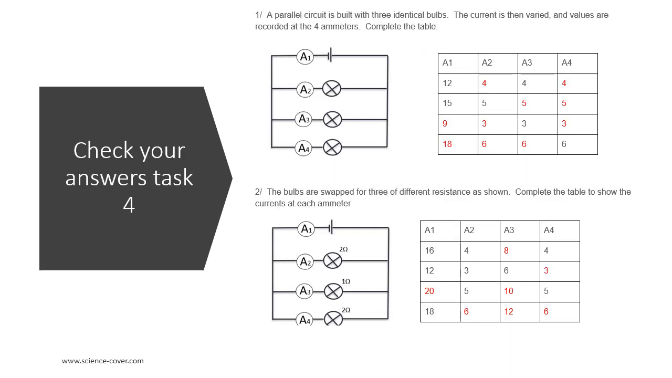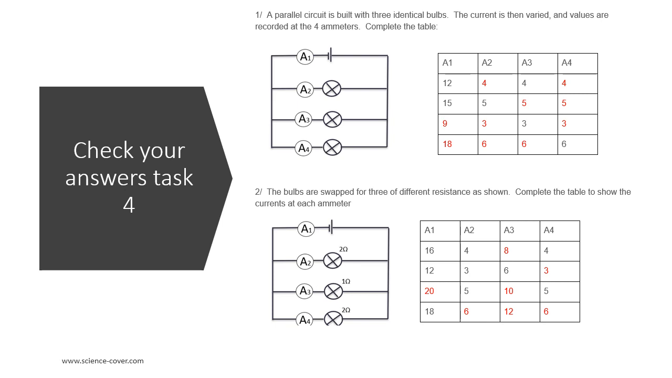Let's check our answers to task 4. The missing values for A2 and A4 in the first row were 4 and 4. In the second row, A3 was 5 and A4 was 5. In the third row, A1 was 9, A2 was 3 and A4 was 3. And in the final row, A1 was 18, A2 was 6 and A3 was 6.